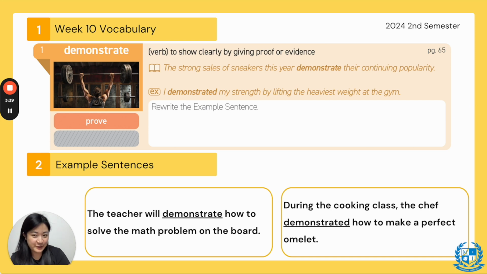Now let's look at the extra sentences here. It says, the teacher will demonstrate how to solve the math problem on the board. Yeah, a teacher is not going to just tell you to do math problems by yourself. Of course, the teacher will first teach you and demonstrate how to do it on the board, meaning they will show you. Next sentence, it says, during the cooking class, the chef demonstrated how to make the perfect omelet, meaning during the cooking class, they say, crack the eggs, now cut up the onions, put it in and mix it together. And then they show you, they demonstrate how to make it. Everyone say demonstrate.